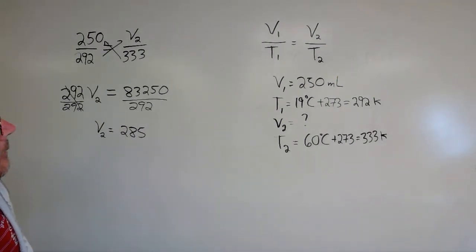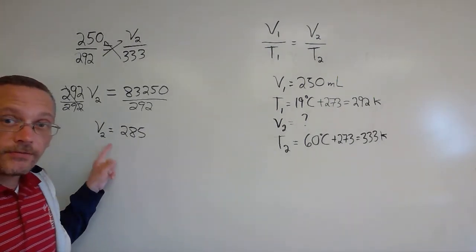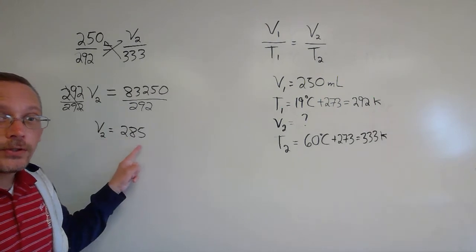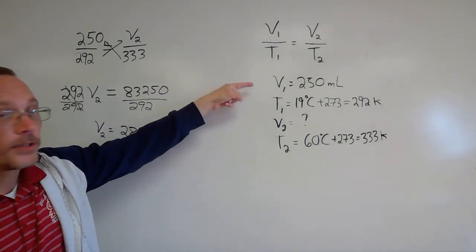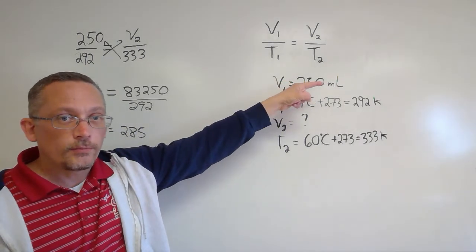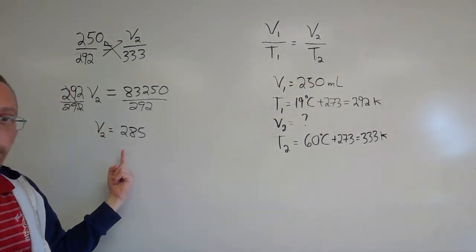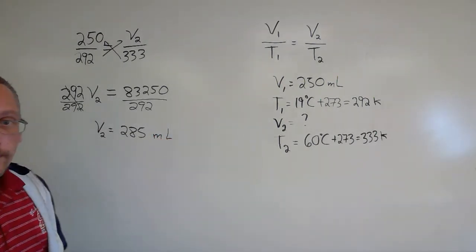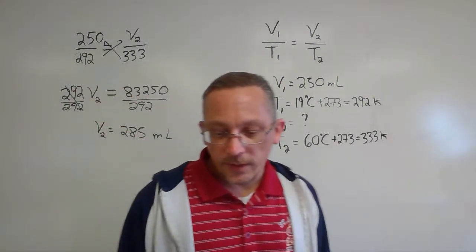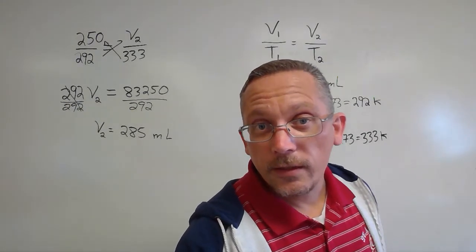Okay. Now, this was a volume, and so the unit we're going to put on that should have the same units as the other volume. The other volume was in milliliters. So this is 285 milliliters. Fairly simple there, huh? Let's take a look at another example.